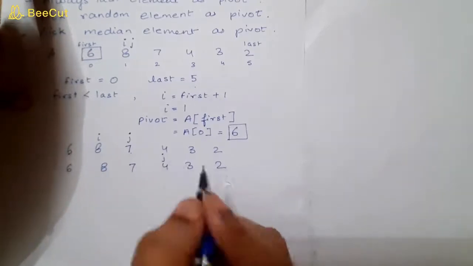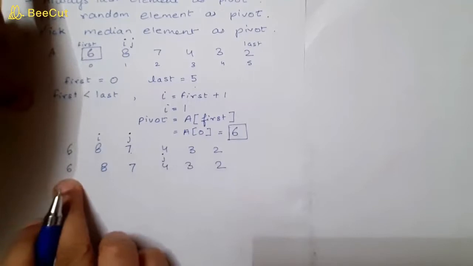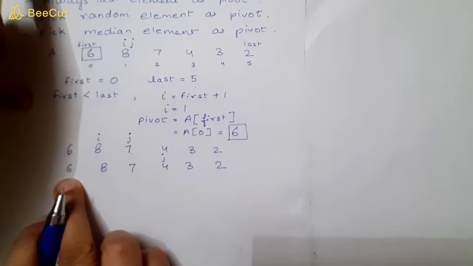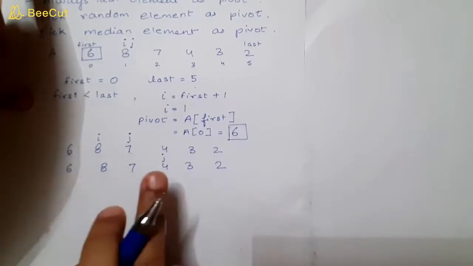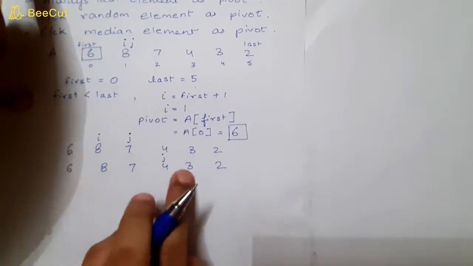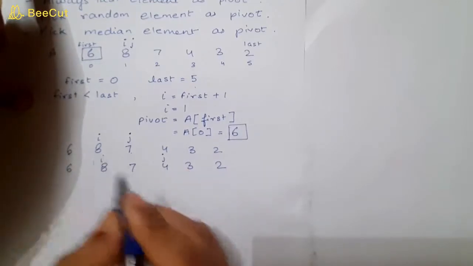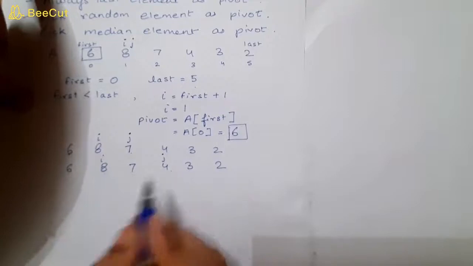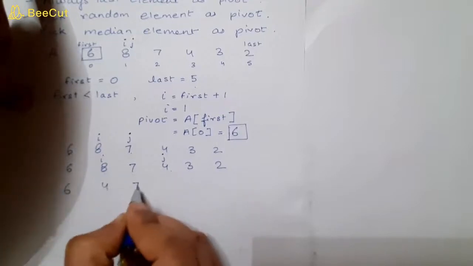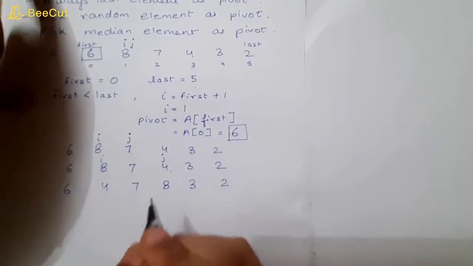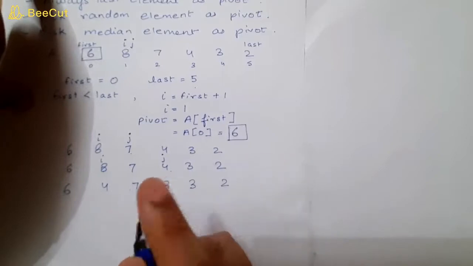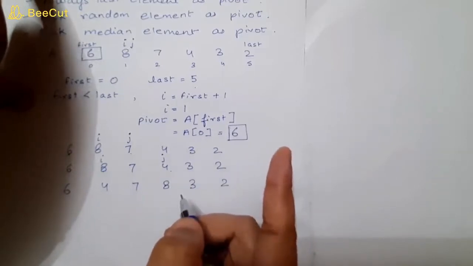J will come here. Now when you compare a of j with the pivot element, what will happen? This time 4 is less than 6. So if array of j is less than pivot element, in that case you have to swap the value of a of I with a of j. I is still here. So what will happen? 6, 4, 7, 8, 3, 2. This will happen. And if you are swapping, every time you swap you have to increment the value of I.